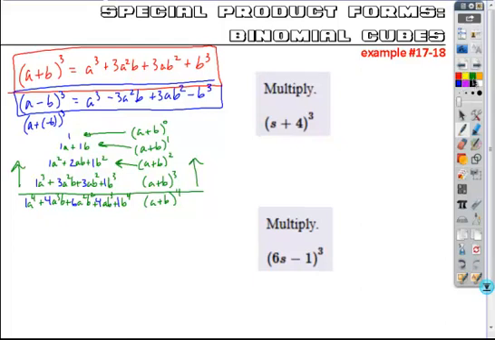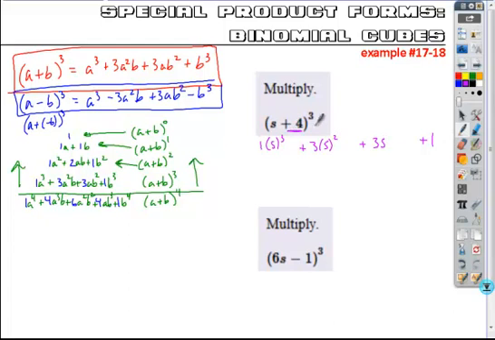I took this first example here to demonstrate s plus 4 cubed. If you recognize that this is a binomial cube, our expansion pattern is going to be 1, 3, 3, 1. Our first term is s, so I'm going to take s cubed, s squared, s to the first, s to the 0, so I leave it off the last term.